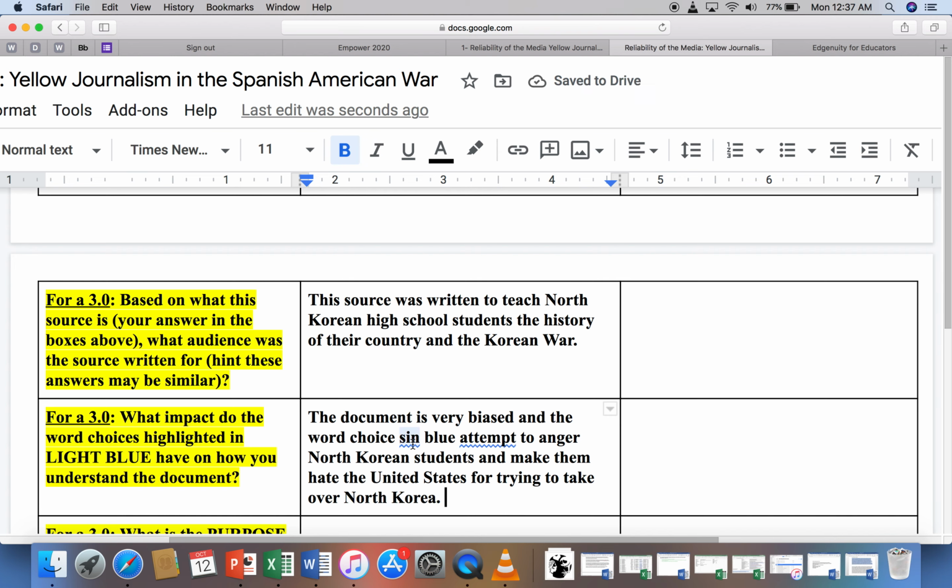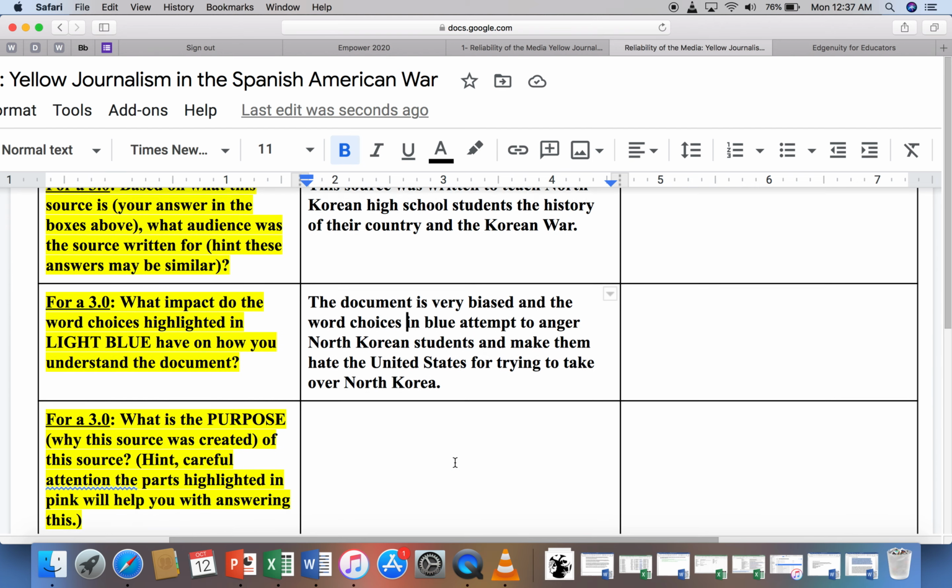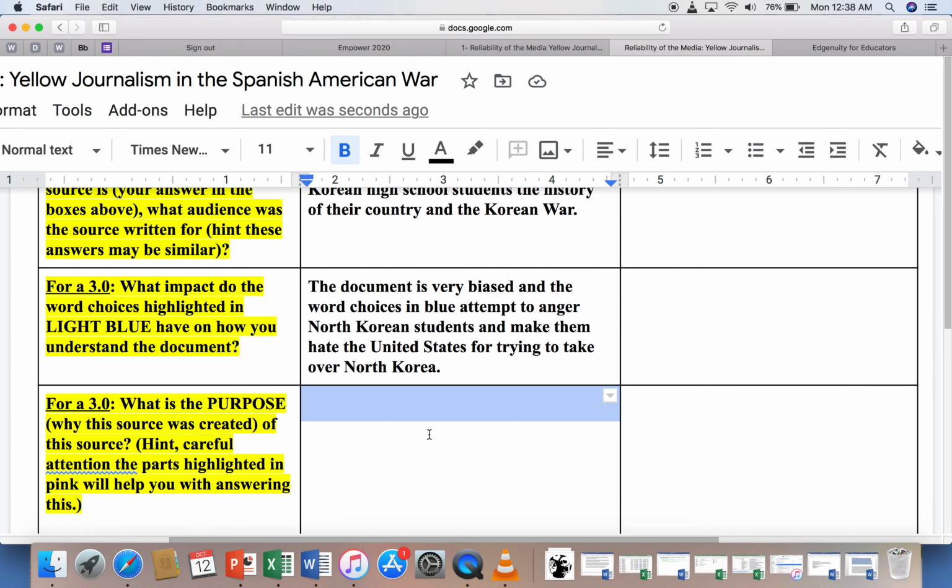Okay? So again, pretty straightforward. This is reading between the lines stuff. All right? This is an inference. Nowhere in the document does it say what the impact of these words in light blue are. Instead, we're sort of left to figure it out. What do these things really mean? Okay? Next up, we have to come up with the purpose. Why was this source created?